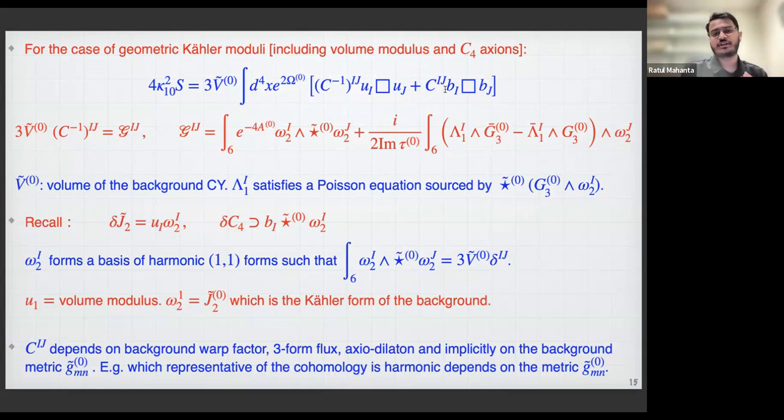Although this is really a quadratic action, one can find the nonlinear dependencies, the moduli space dependence, by varying the starting point over the moduli space and computing it. Also, which representative of the cohomology is harmonic depends on the metric. So there are many ways the moduli space metric depends implicitly on the background metric.